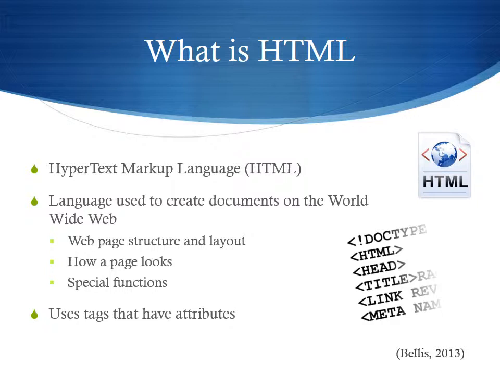This is done by using tags that all have attributes. As the viewer of a web page, you don't see the HTML code. It is hidden from your view. However, there are ways to view it. For example, in Firefox, pressing Ctrl U will actually display the HTML code for you to view.